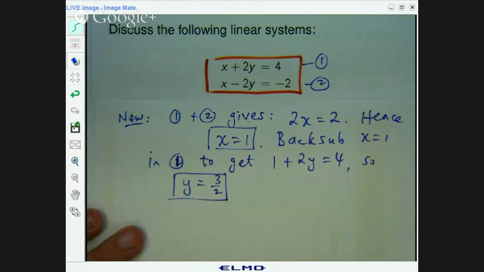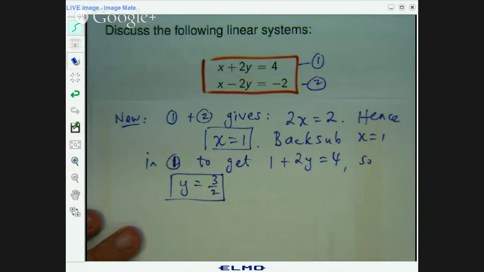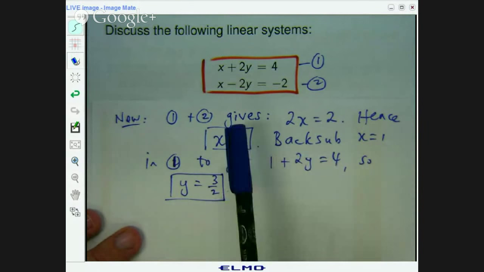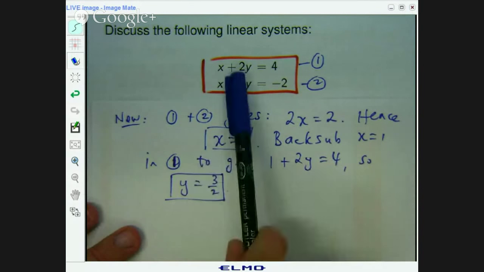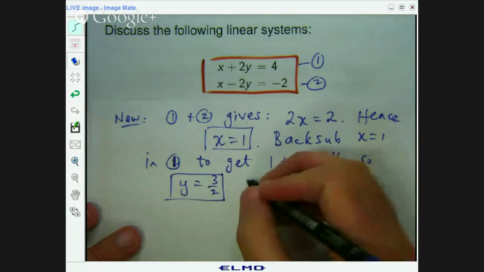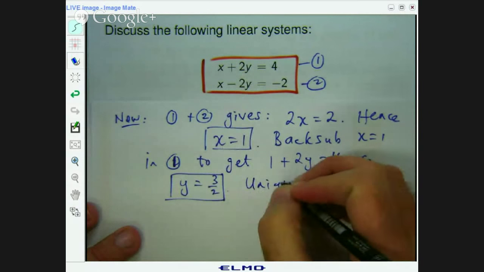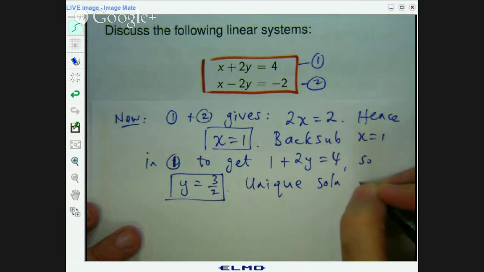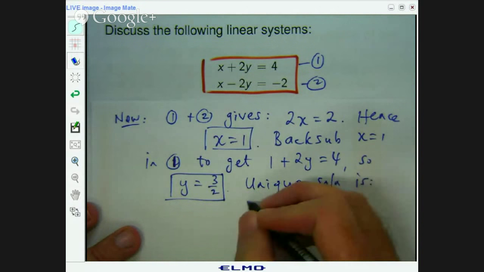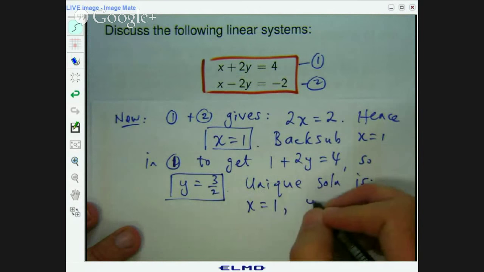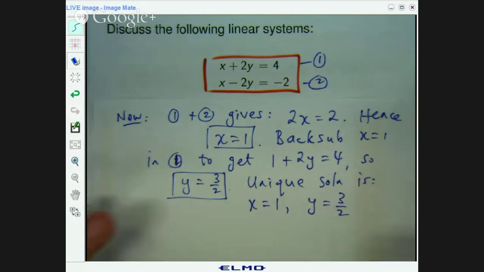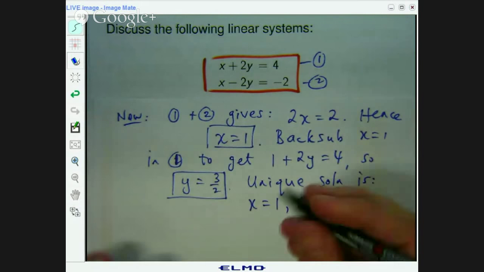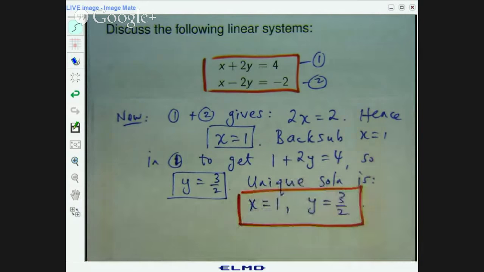So this then is the first situation that I showed you in Geogebra, where these two lines cut each other at one and only one point. So the unique solution is x equals 1, y equals 3 on 2. Okay, great. So that's the first solution.